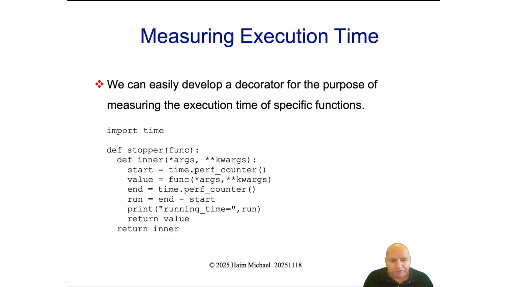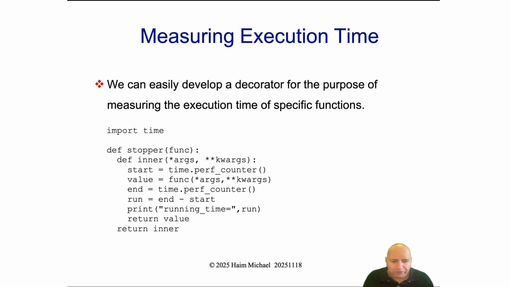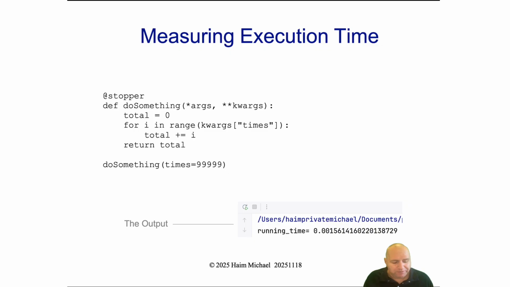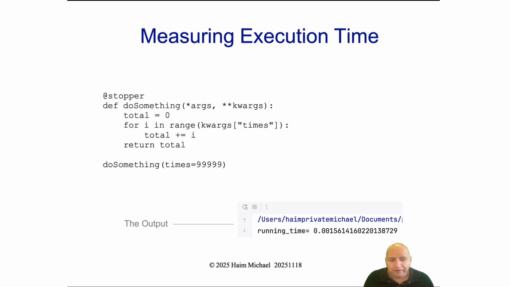Whenever a function is decorated with a stopper, as in this code sample, where do_something is decorated with a stopper, it means that whenever do_something is invoked, actually the function that will be invoked is the one that you can find inside the stopper function, the inner function. The inner function is responsible for calling the decorated function, in this code sample do_something, and also measuring the execution time and doing something with it, like printing it to the screen, for instance.